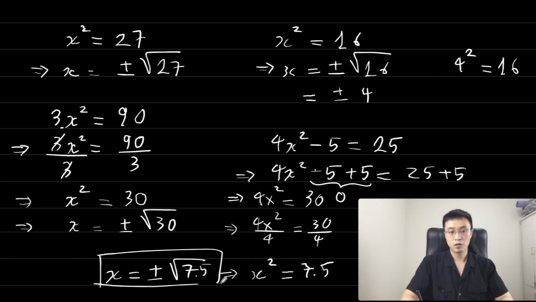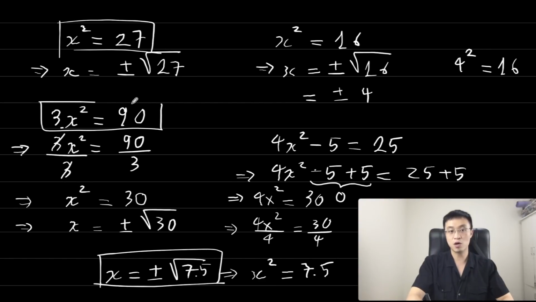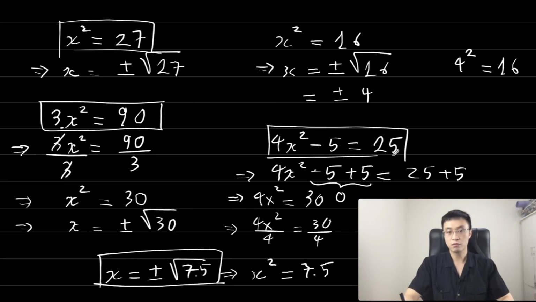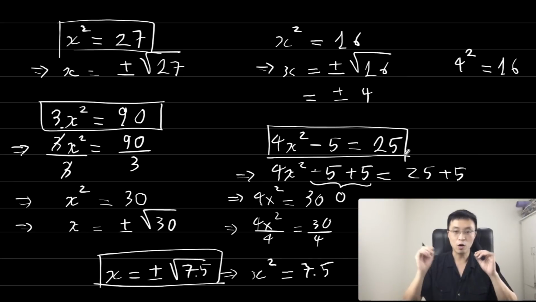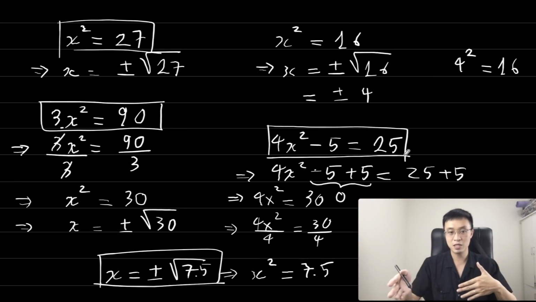So look at the slide. We have the basic form, then a little bit harder where we add more steps by isolating x squared before using the square root property. And the last one has a form that is a little bit harder for rearranging the equation. So I hope this video can help you understand the square root property better and apply it to basic exercises in your school.